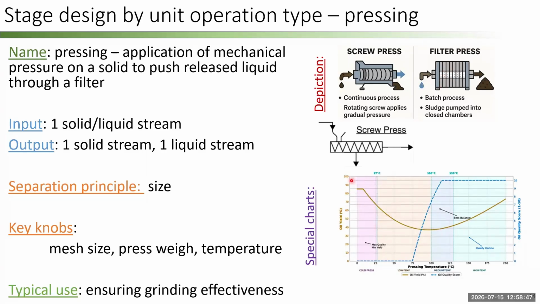And so you might see diagrams of oil yield as a function of pressing temperature. So here you would end up with, at low temperatures, you generally get the highest quality, but minimal yield. At high temperatures, you generally have low quality and high yield, right? So this goes back to that trade-off that we've been talking about.